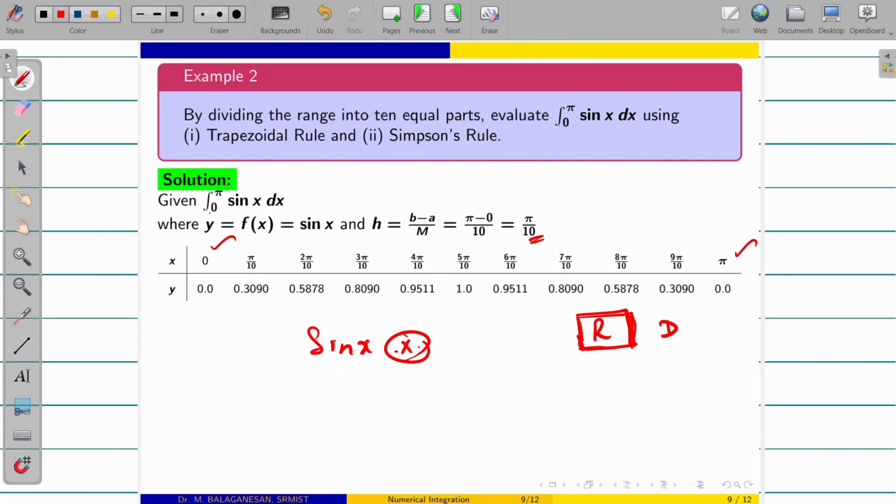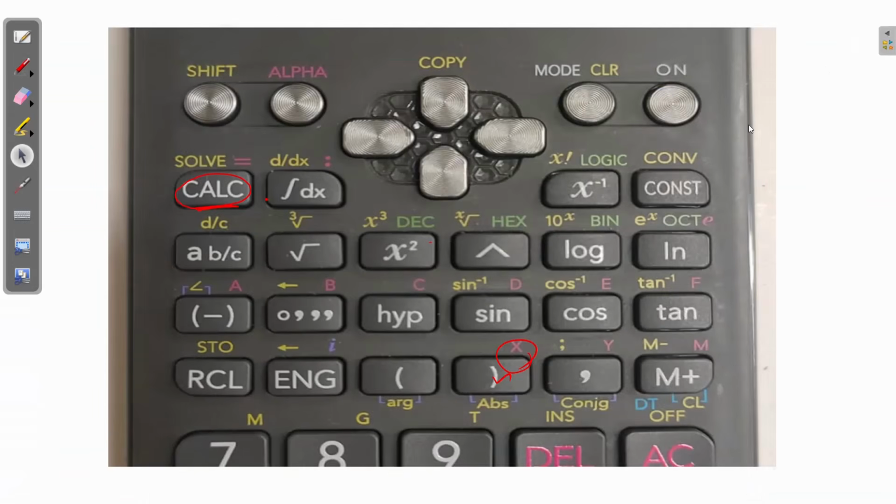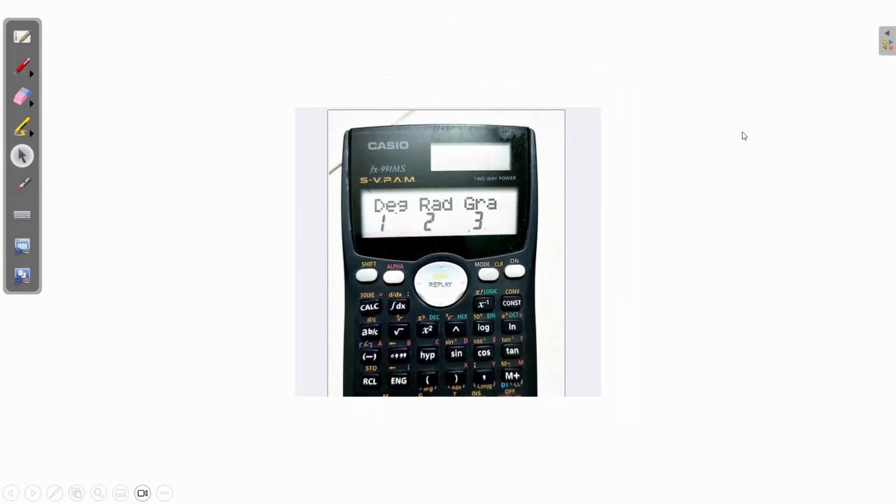That is a major issue. So what you have to do, always check whether the calculator is in radian mode or not. How to change into radian mode? I will explain now. Look at that. Press the mode button 4 times, I think so.